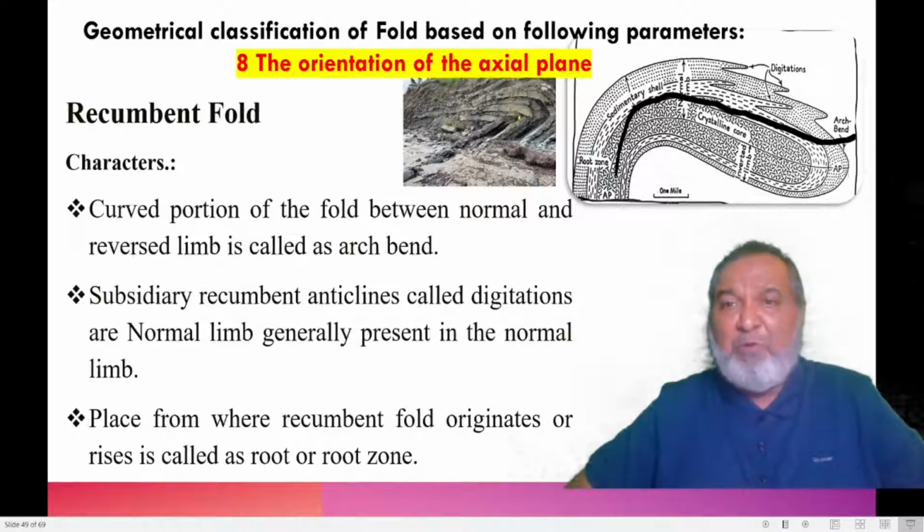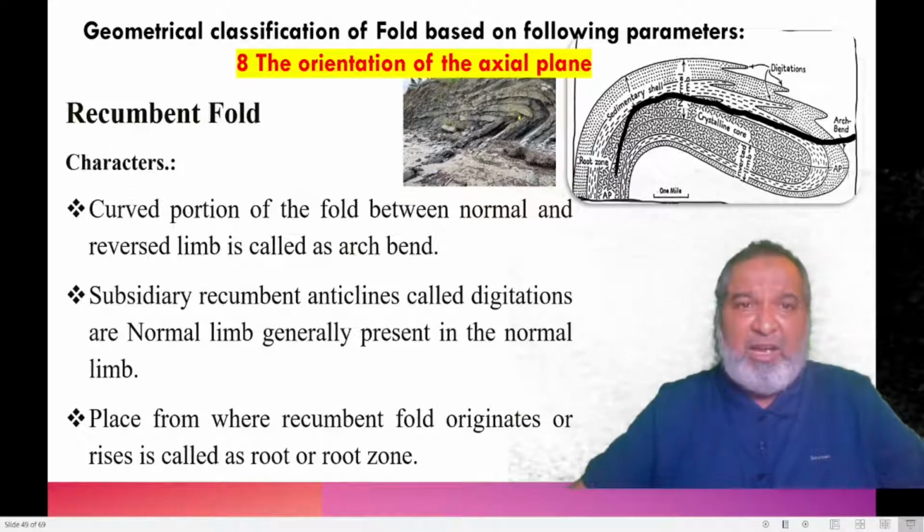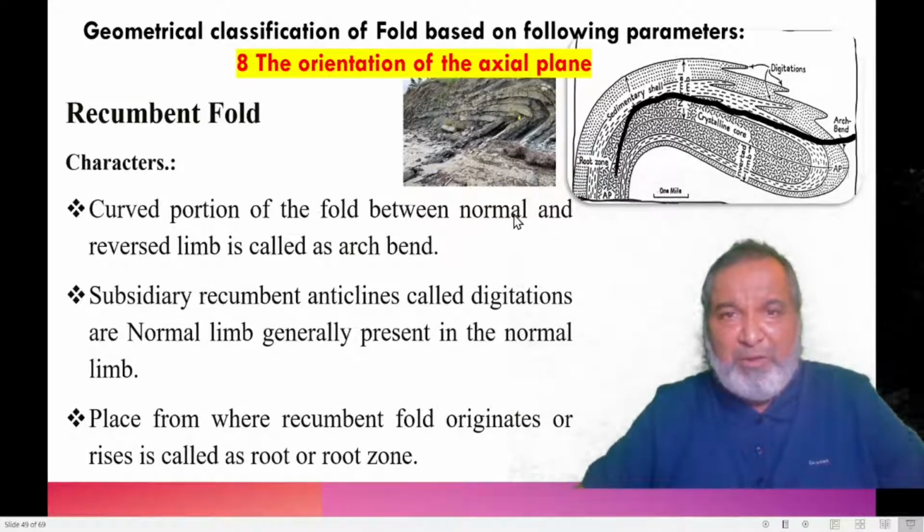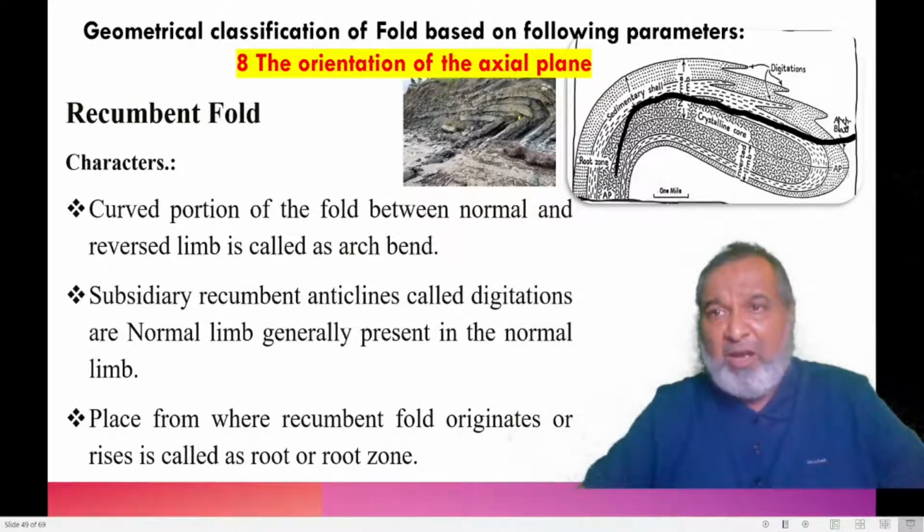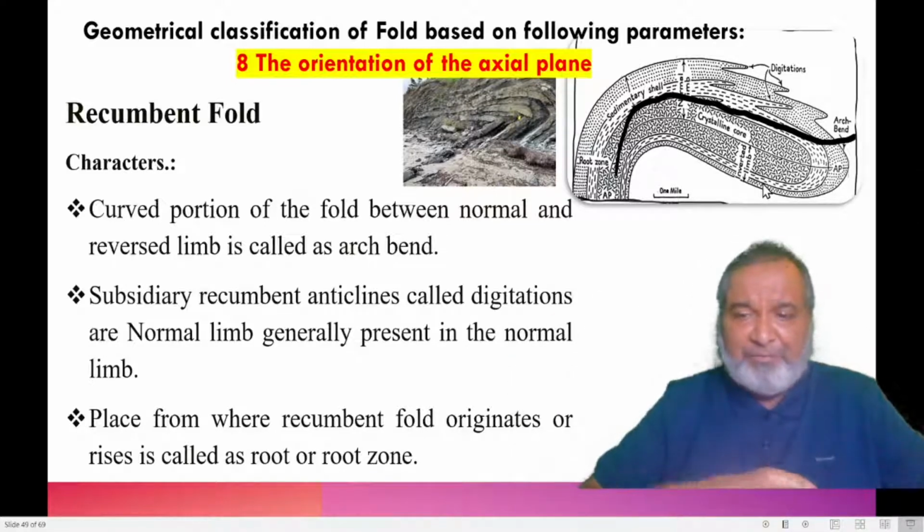The place where the recumbent fold originates is called the root or root zone, and the curved portion of the fold between the normal and the reverse limb is called the arch bend. This is what we have, the arch bend. This is the arch bend.